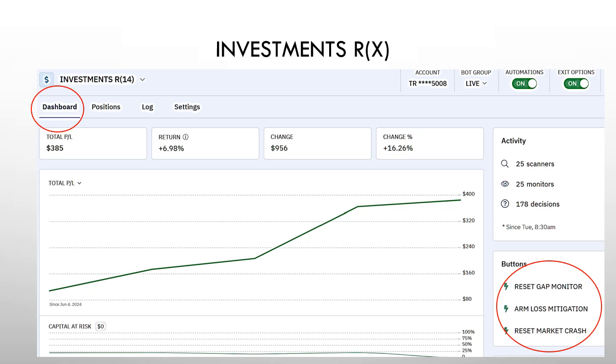If the system thinks the market is crashing, it suspends trading until you manually restart it by clicking on the Reset Market Crash button. This condition does not automatically reset itself each trading day and will continue to block trading until you manually reset it.